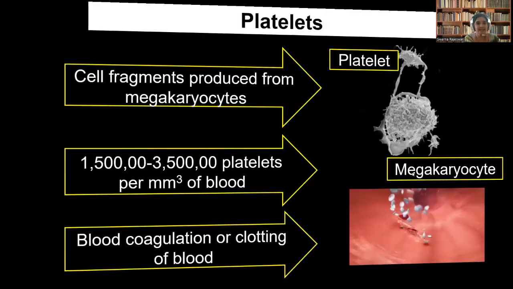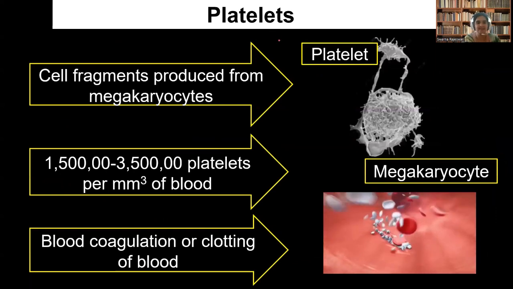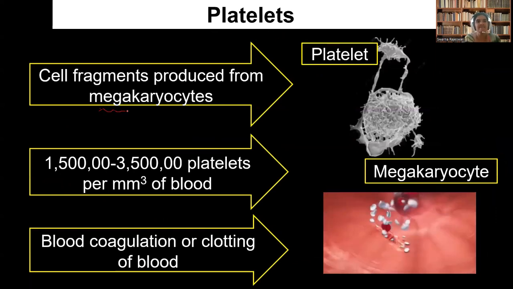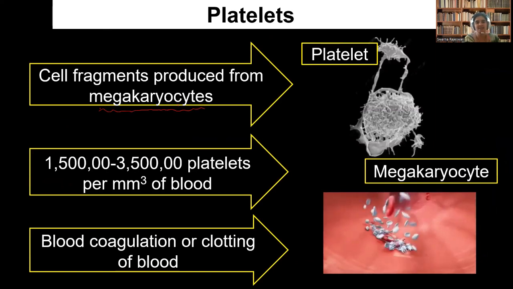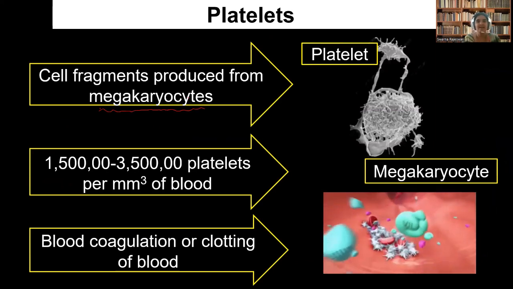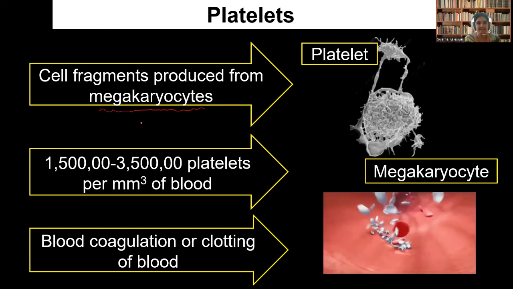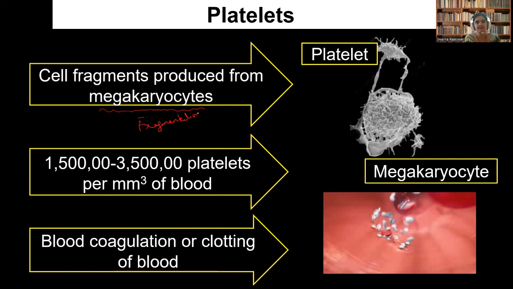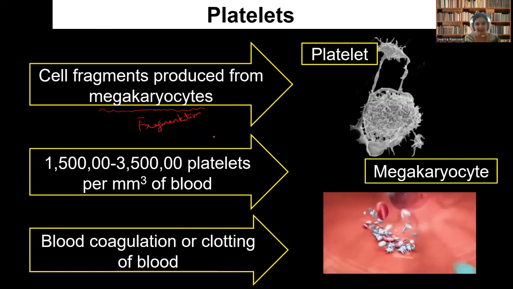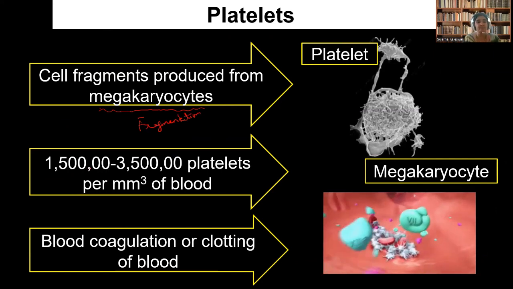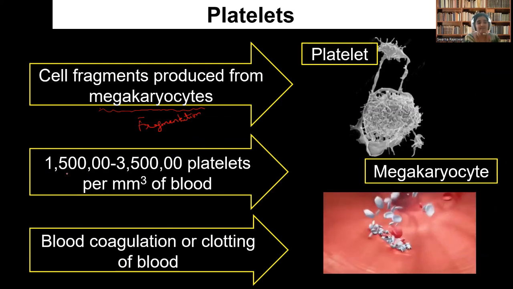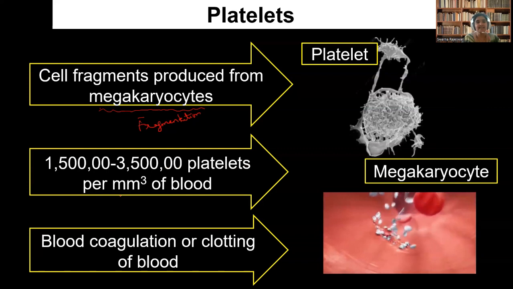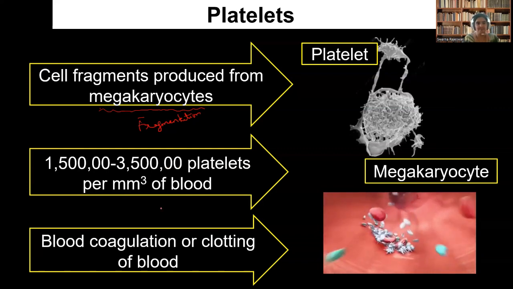So coming to the next type of cells, which are called platelets. These platelets are produced from the cells which are called megakaryocytes. These megakaryocytes will form the platelets by the process called fragmentation. And there are about 1.5 lakh to 3.5 lakh platelets per cubic mm of the blood.